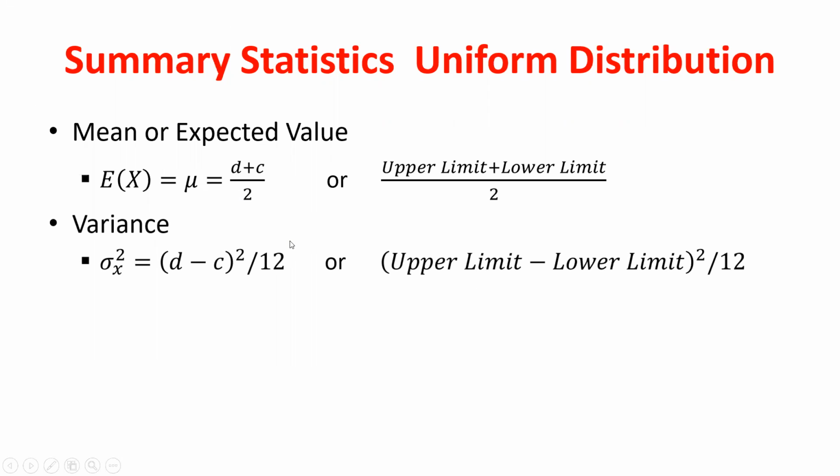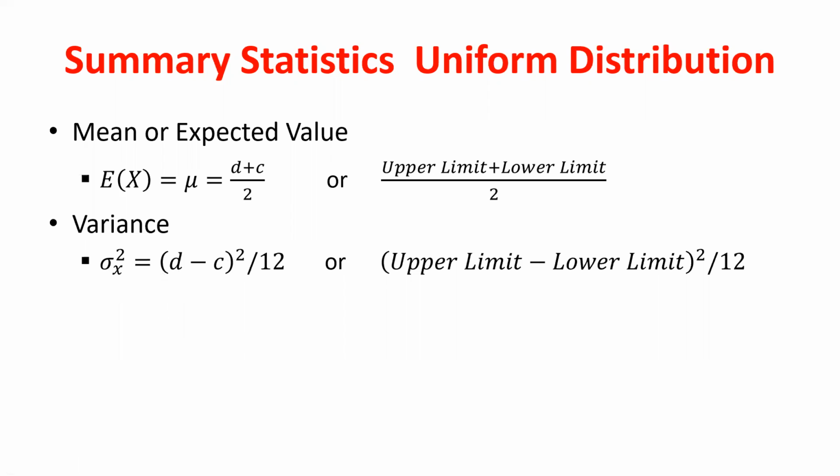Now the variance, once again, we could Google the mathematical proof and walk through it. It doesn't matter what our maximum and minimum are. The variance of our uniform distribution will always be the range, so maximum minus the minimum, squared and divided by 12.